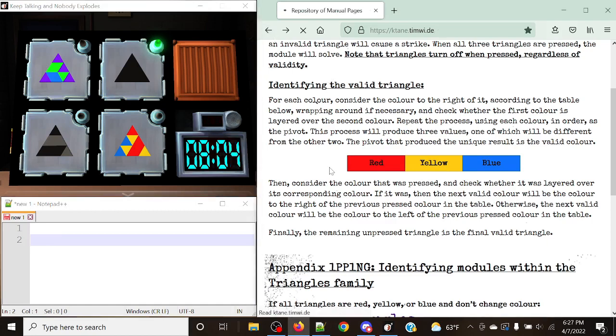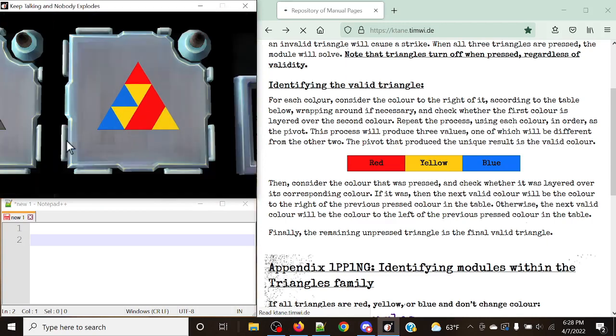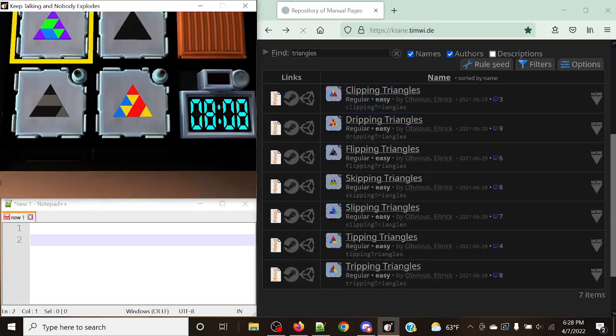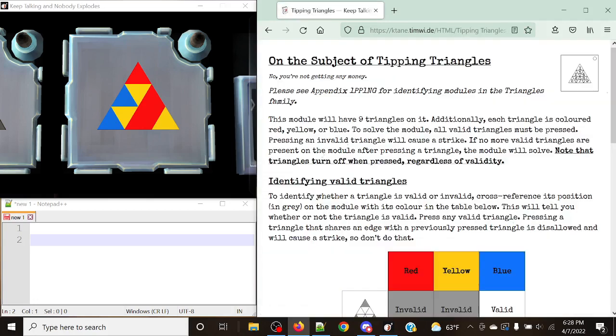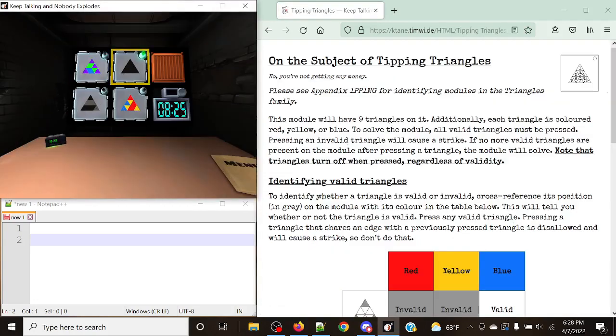Next up, let's take a look at tipping. This module is also fairly simple. Let's keep this in mind. All of these guys are quite simple to do. In fact, the harder ones of this variant are definitely quite easier to do. However, the longer ones can take a little bit longer, I would say. So now let's take a look at tipping. Now, this one is much, much simpler, in my opinion, than the clipping triangles.